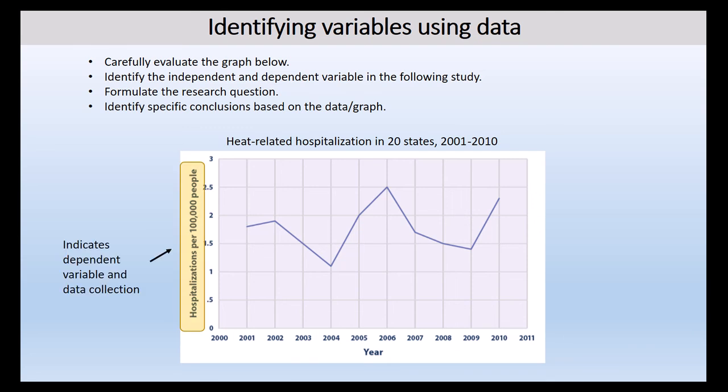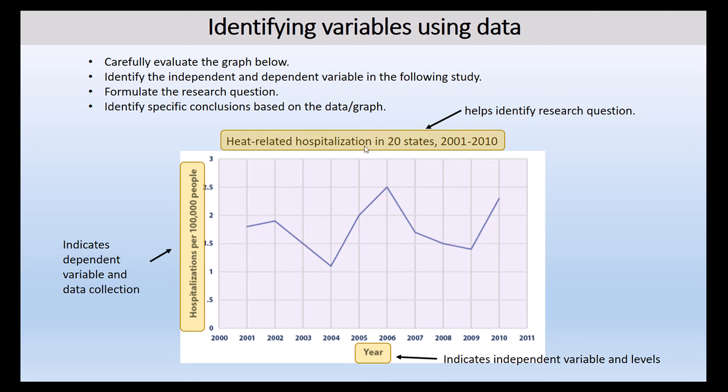So the graph has an x-axis which is right here and a y-axis which is right here. Now most often the y-axis will show you the dependent variable, something that you collect, something that you measure. So hospitalizations per 100,000 people, the number of hospitalized people, is the dependent variable in this study. The independent variable is usually present on the x-axis. So the year is the independent variable, and 2000, 2001, 2002, these are the levels of the independent variable.